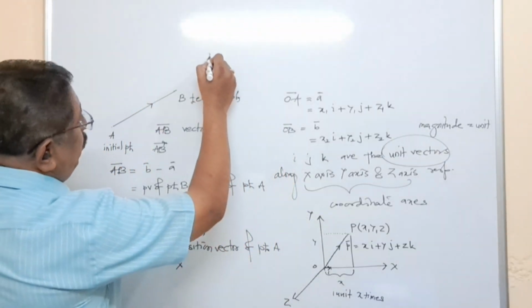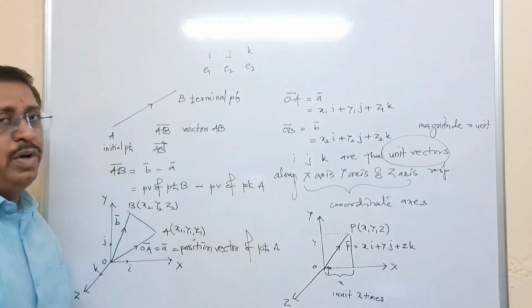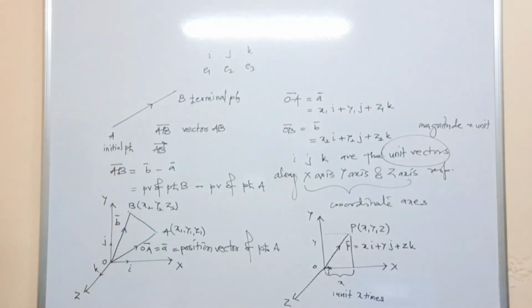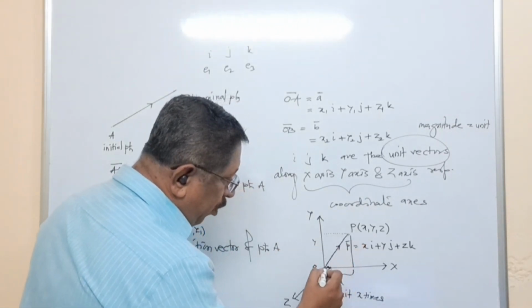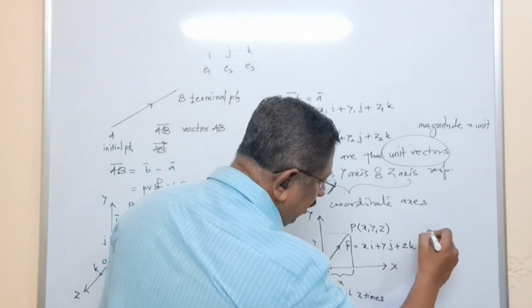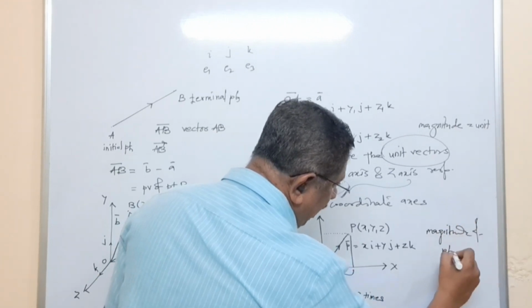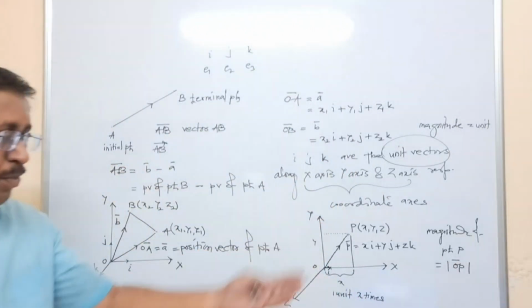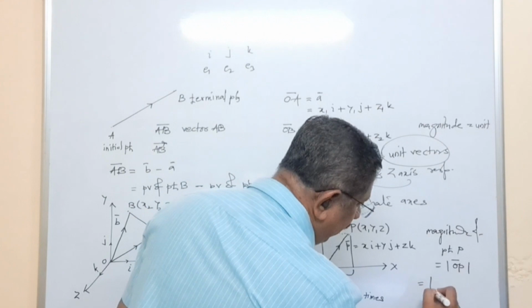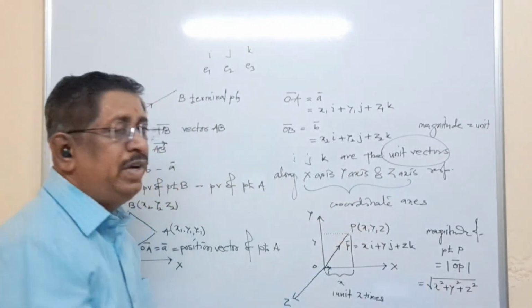Obviously, in some books, these i, j, k are labeled as E1, E2, E3. They have the same meaning as that of unit vectors i, j, k. Once we say that this distance of point P from origin is called the magnitude of point P, it is nothing but mod OP. This particular distance will be given by square root of x square plus y square plus z square, which we are familiar with.